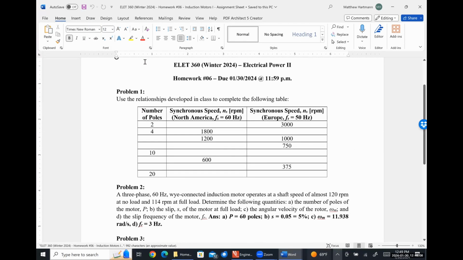So problem 1 is literally just applying a single equation. So I'm not going to bother with this one too terribly much. Just as a heads up, let me find the correct equation.